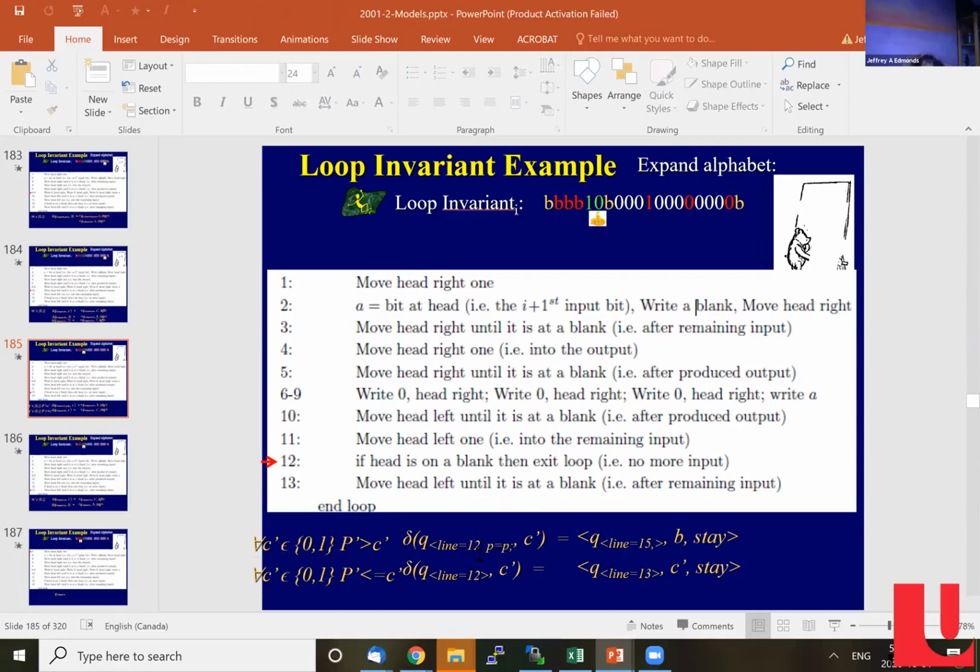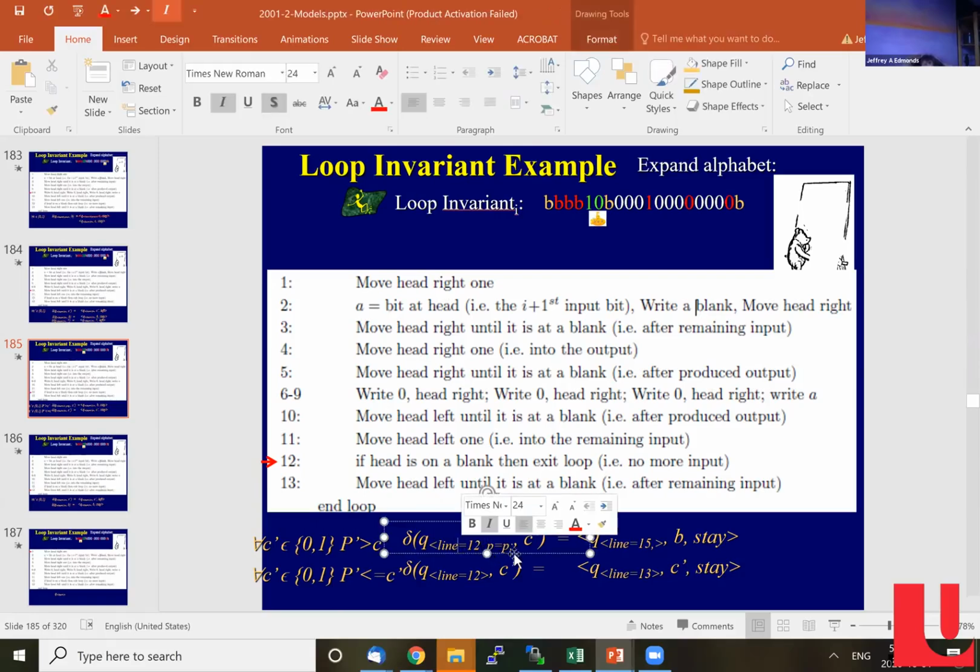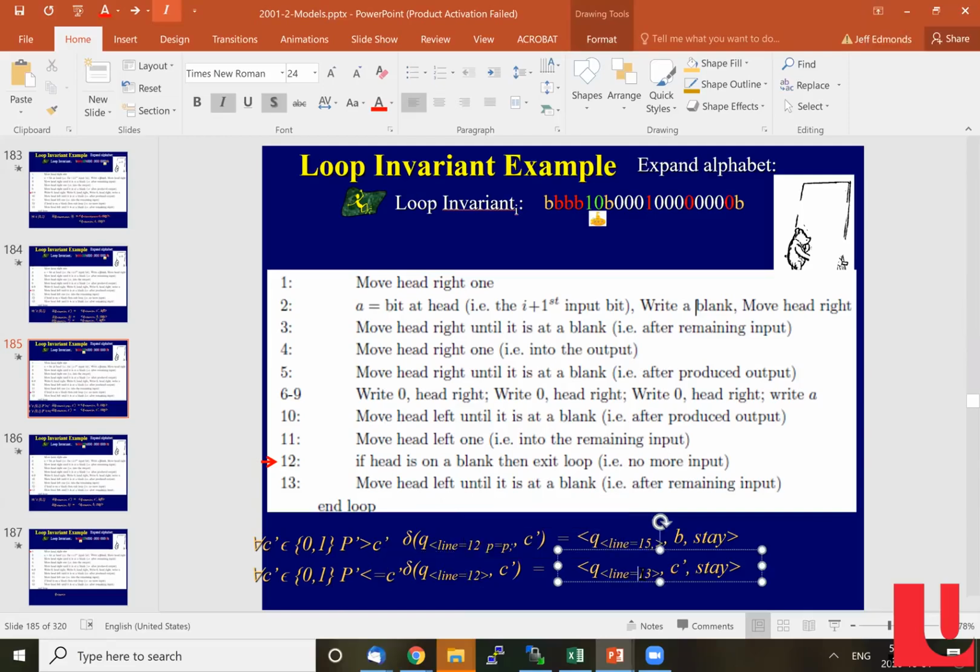And what do we do? Well, if I'm in state 12 and I'm remembering P prime and I'm reading C prime, in this case I move to line 15, and in this case I move to line 13. So we are defining the range, but you are also comparing, so we are just putting it with the range and we define it every step. The comparison's happening in my range.